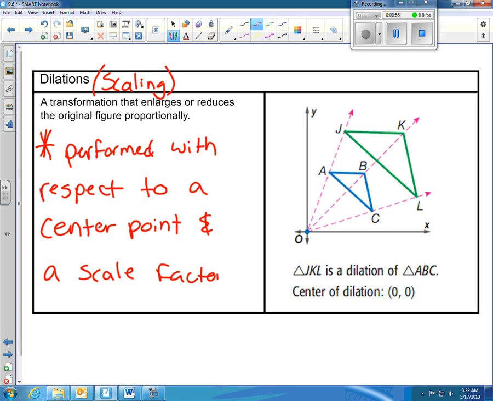And that last part of the sentence, scale factor, scaling. Okay, all we're doing is we're enlarging something or we're making it smaller. So if we look here, JKL is a dilation of ABC centered at 0, 0. So all we were doing was taking these points and we were making them larger to some scale factor.